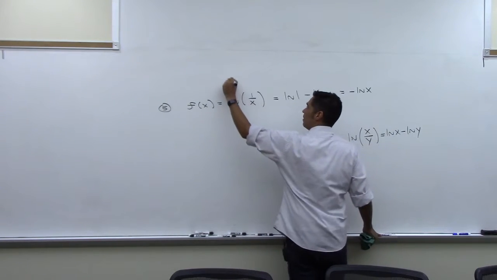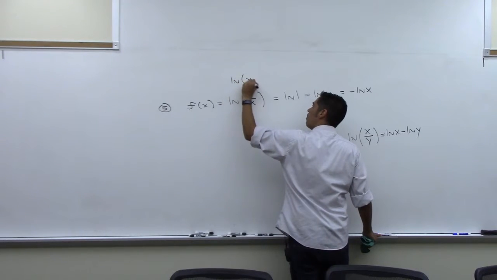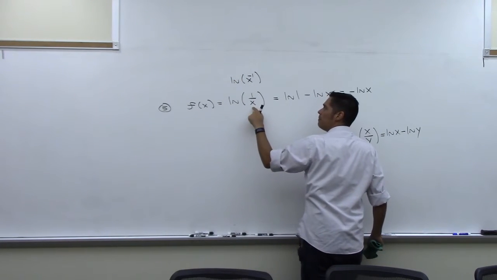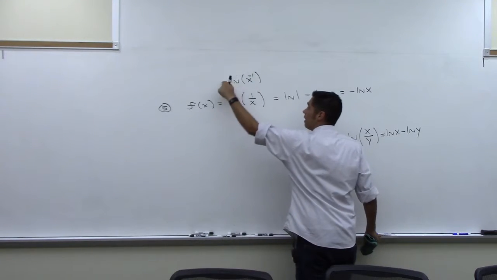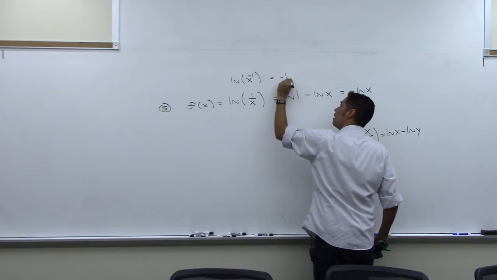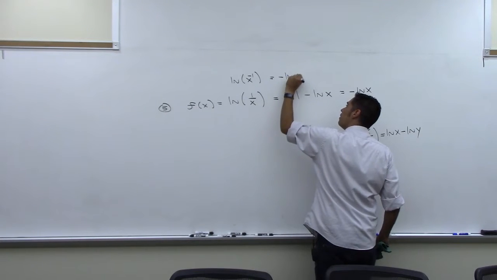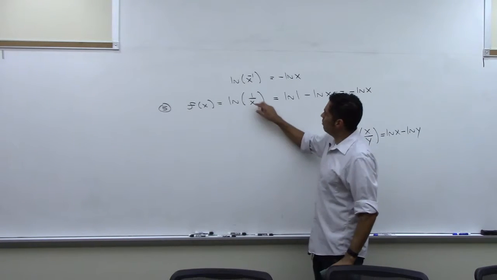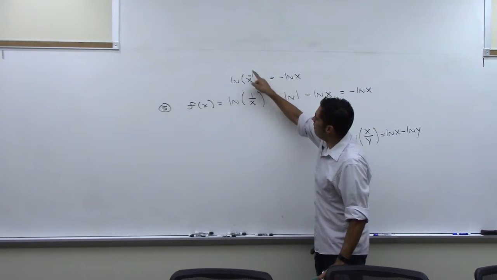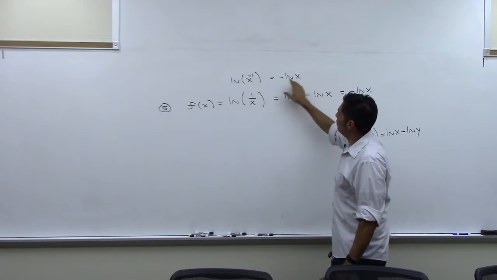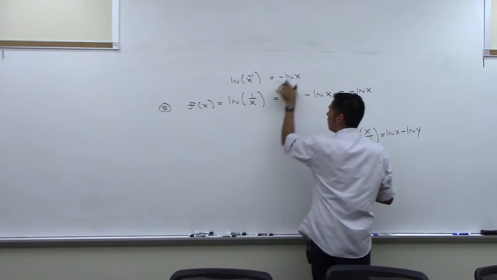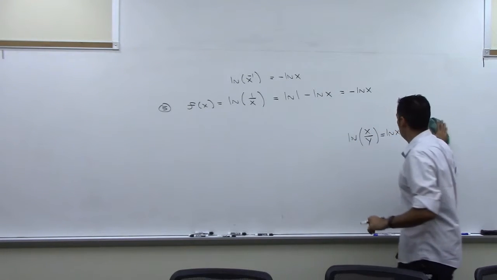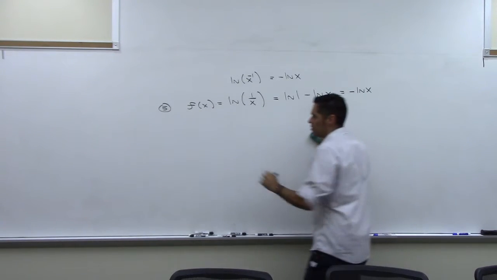If you rewrite this, you could rewrite 1 over x as x to the negative 1. Then you could use a property we just used a second ago and drop the negative 1 out front. And you would have this. So rewrite this as that, drop it out, you get this. I have not done any derivatives here. All I'm doing is showing you that that could be rewritten like this. 2 different ways.